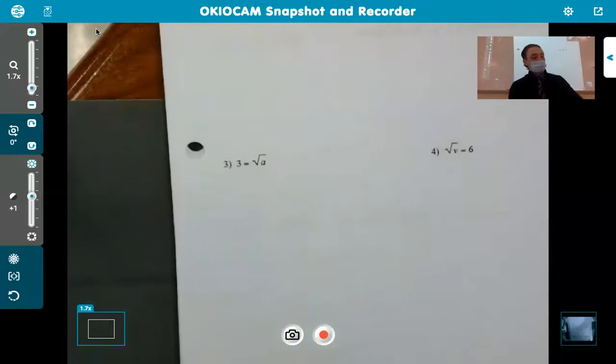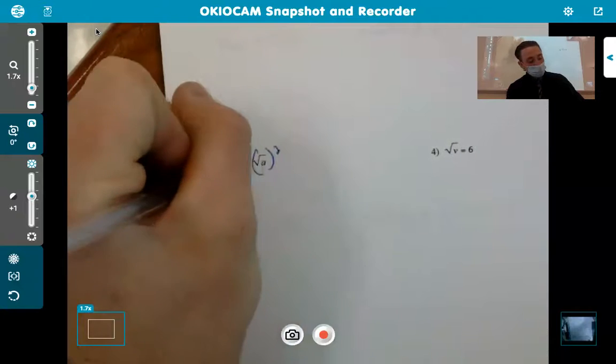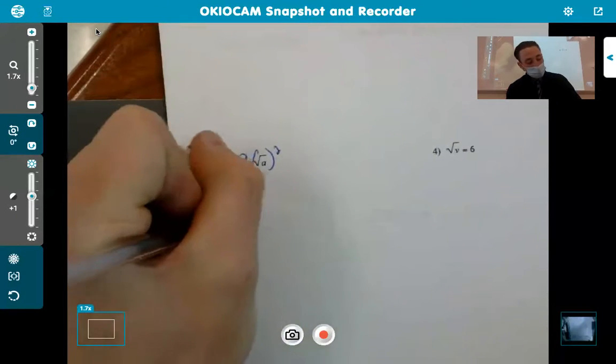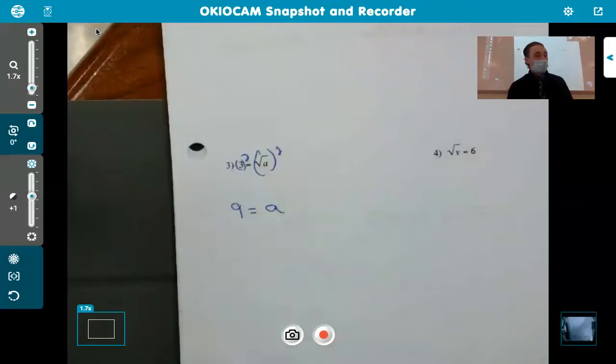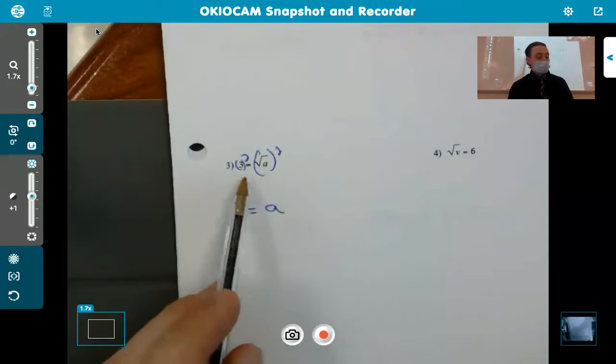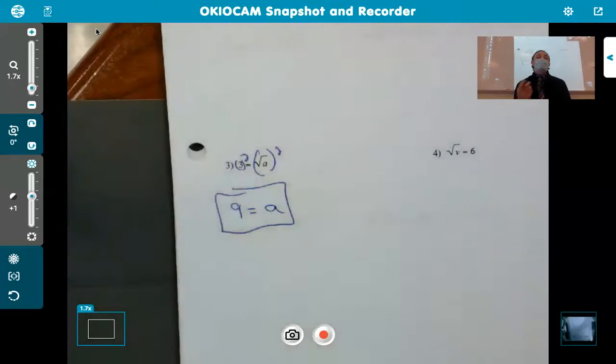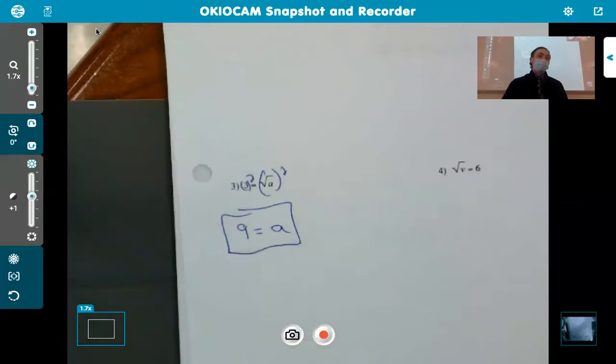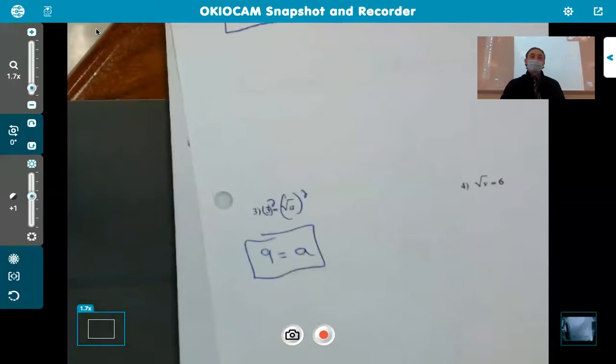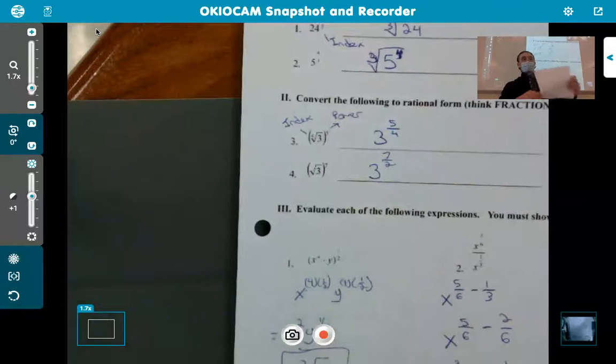Number 3, very similar. I have the square root isolated, square both sides, I get 9 is equal to a, right? Plug it back in, square root of 9 is 3. I have 3 equals 3, so I know that's my right answer. Now, I wouldn't expect the question to be this similar, but like I said, we're building up our steps here with how we solve these questions. Any questions about the first page? Okay.